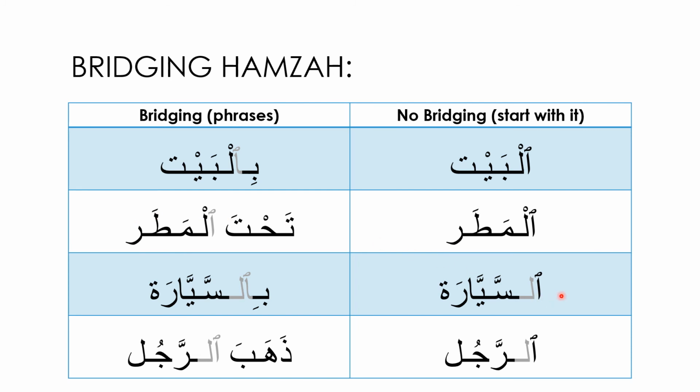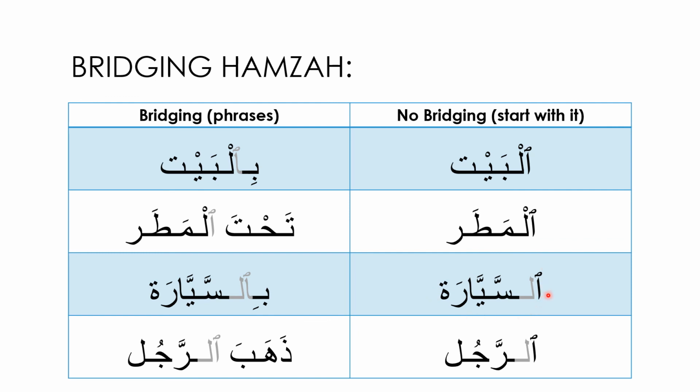In the following two examples, I have a solar lam. Now remember that the solar lam of the definite article al is silent. So what to do? When the bridging Hamza is activated and we are connecting what's before to what's after, now what comes after is a silent letter. So we have to connect to the following letter. As-sayyarah.